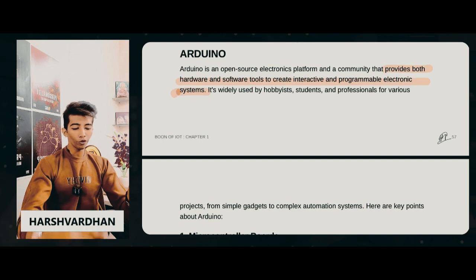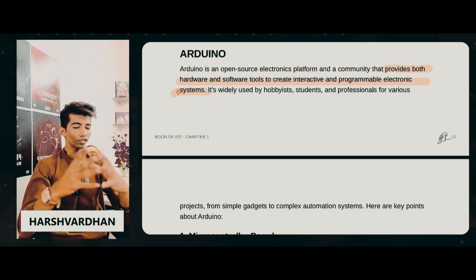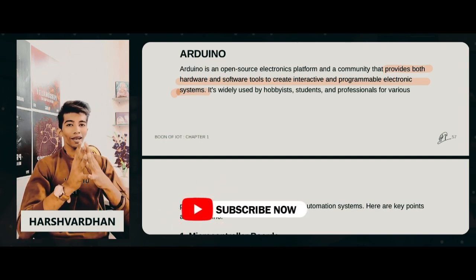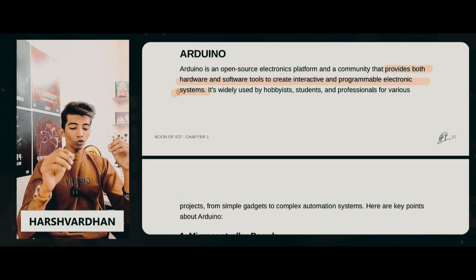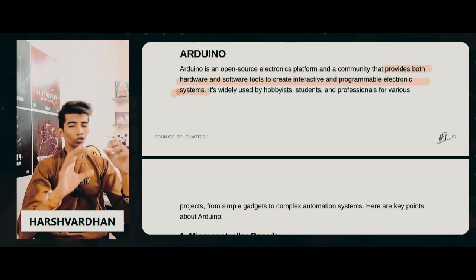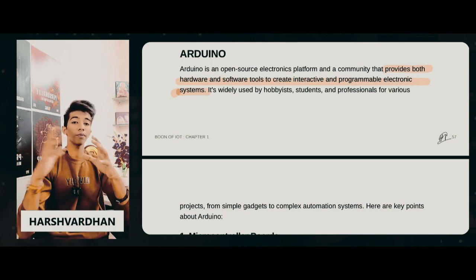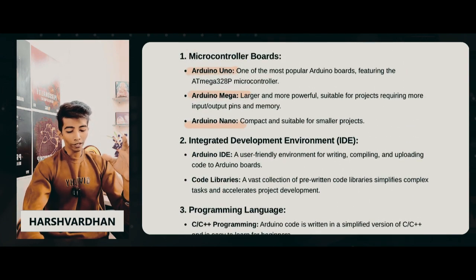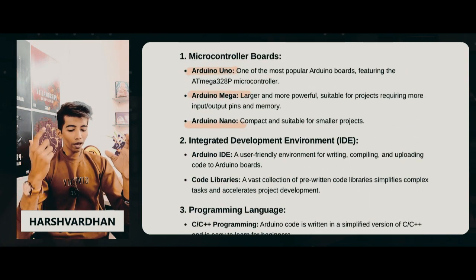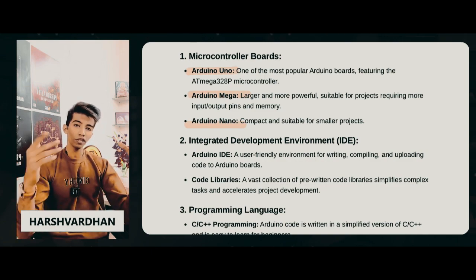Talking about Arduino, it is also a very great thing when it comes to microcontrollers. It contains tools to create interactive programmable electronic systems. It's a very basic board, developed in Italy actually. I will show you how it looks. There are three kinds of Arduino: Uno, Mega and Nano. Nowadays there are many boards, but these three are the popular ones.